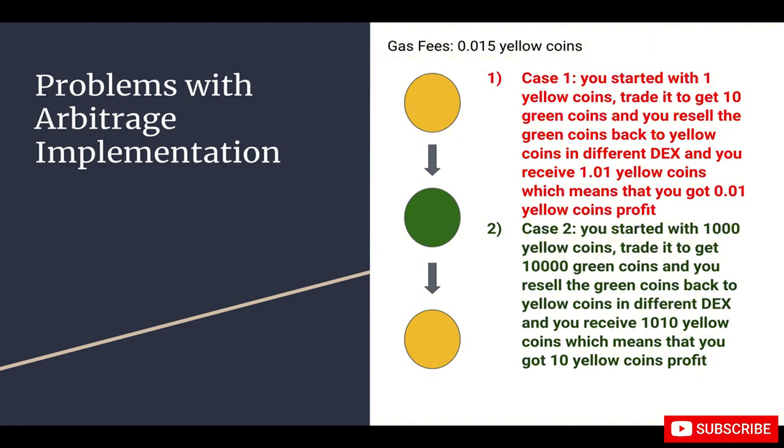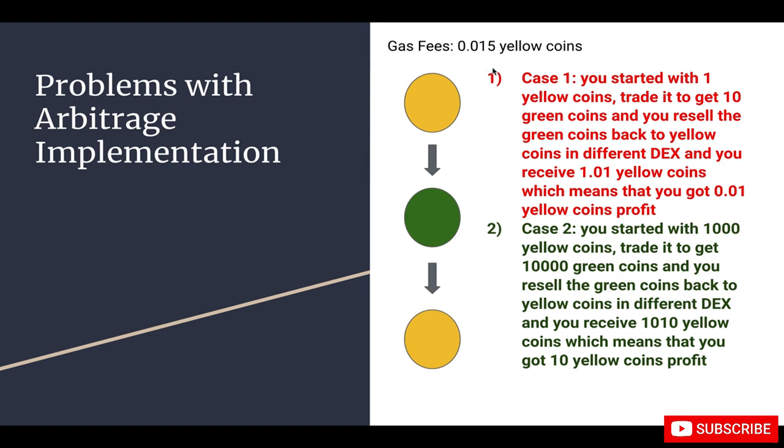So what's the key takeaway of these two cases? It means that in order to be profitable, in order to generate profit, you need to be willing to invest more money. You need to be willing to start with bigger capital, right? Because if you start with relatively small capital, then most likely your profit is also going to be smaller. And even though the trade was profitable, it didn't cover the gas fees or transaction fees, whatever you want to call it.